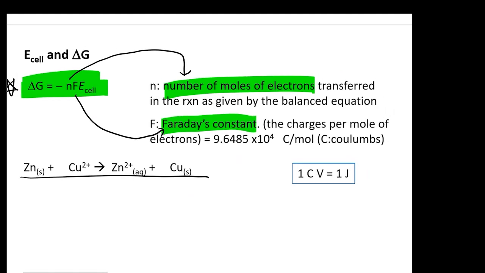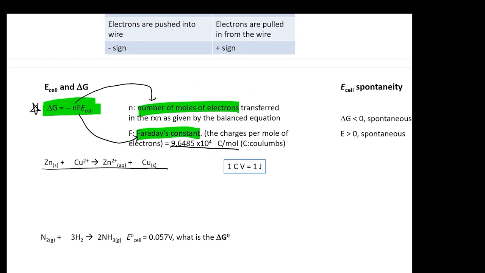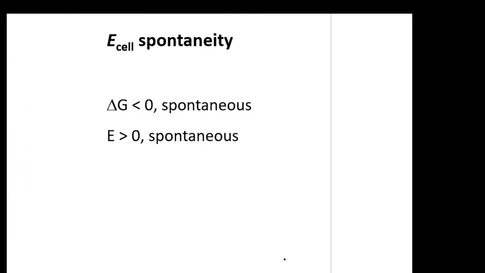The constant is actually 9.6485 times 10 to the fourth coulombs per mole. The important thing that we should know is that if a reaction is spontaneous, then your delta G is going to be negative. So since your delta G is going to equal negative n times F times your E cell, we know in order to have a spontaneous reaction, your E cell has to be positive.